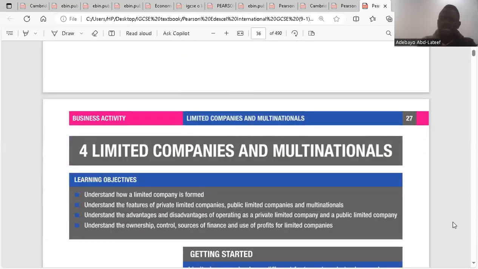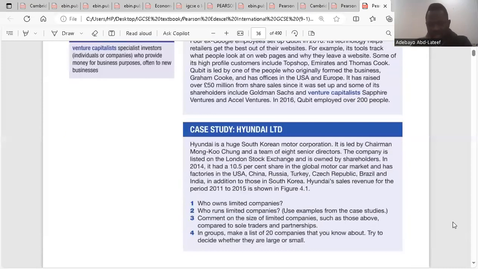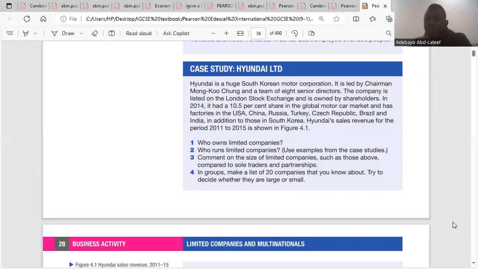Immediately we go to the case study of chapter 4. The first case study is Qubit Digital Limited and Onday. The first question: who owns limited companies? Limited companies are owned by shareholders. Number 2, limited companies are run by a board of directors.